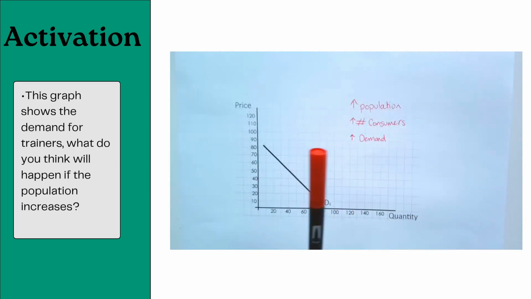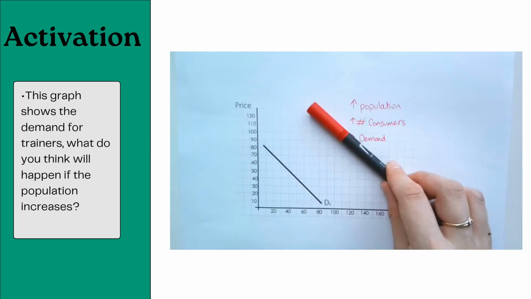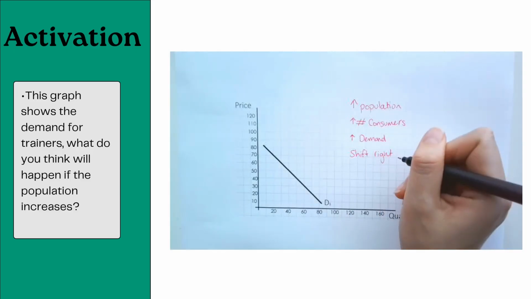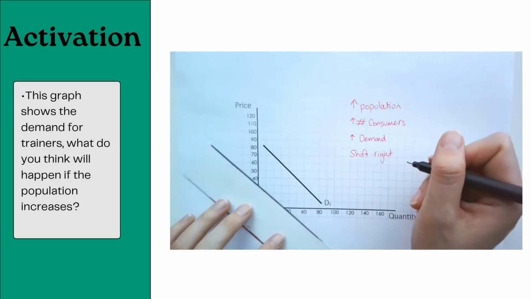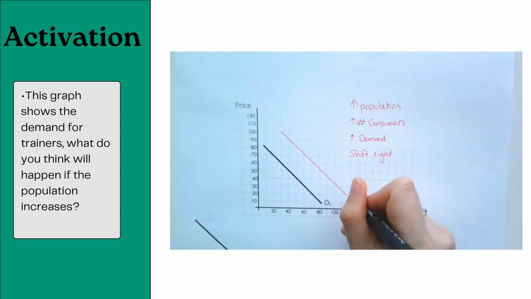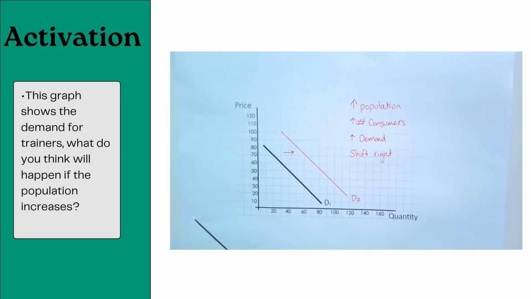Well, we've been reading the quantity demanded off of the x-axis, so an increase is to the right and a decrease is to the left, and so we're going to shift demand to the right. We're going to show that by drawing another demand curve to the right. I'm going to label that D2 and draw a small arrow to make it clear to the examiner.